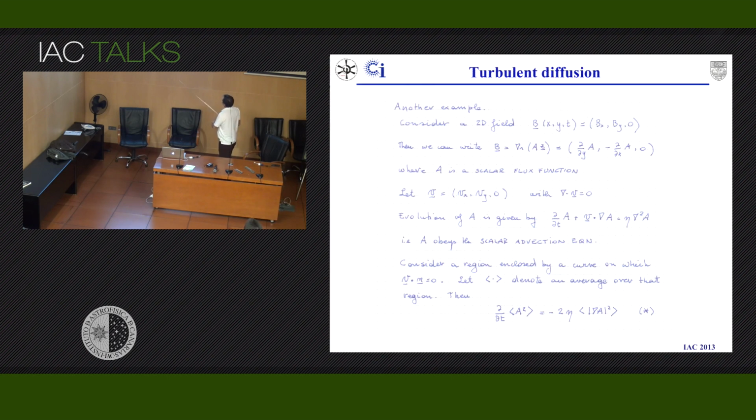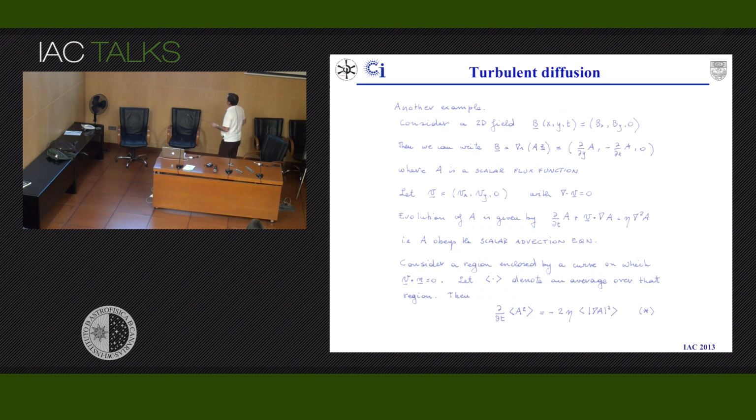All right. Let's have a look at what's going on. Consider a region. Okay, let me introduce an average over that region. Okay? Then I can dot A into this thing here, muck it around, and I can guarantee that what you're going to get is that the time rate of change of the average of A squared is given by minus 2 eta times the average of the gradient squared of A.